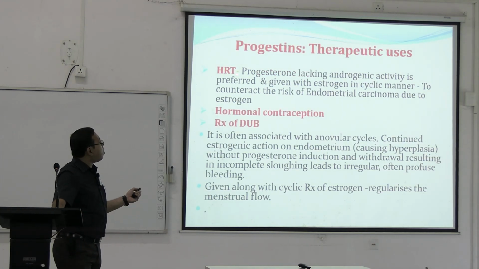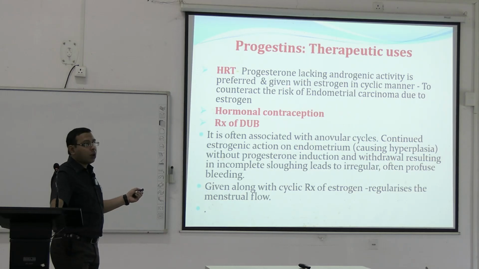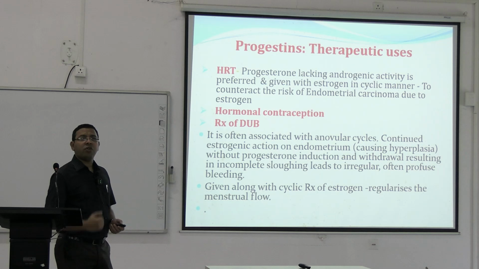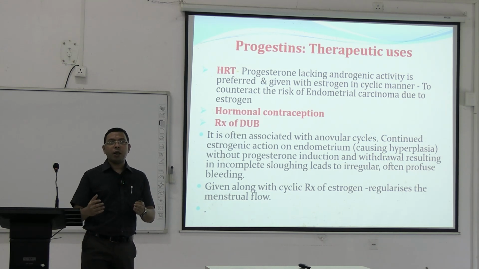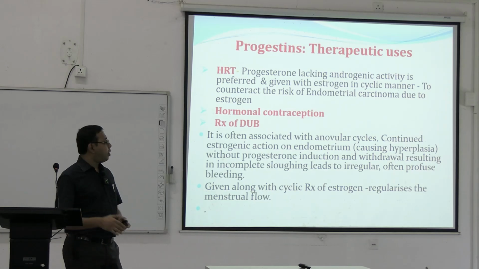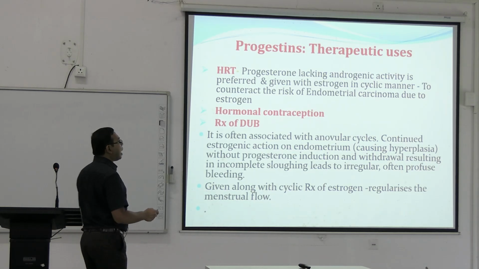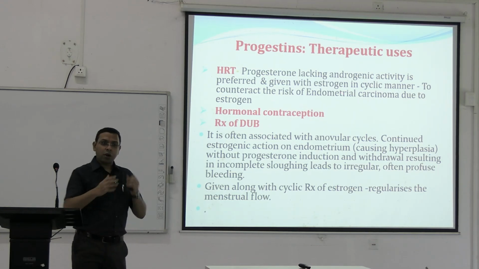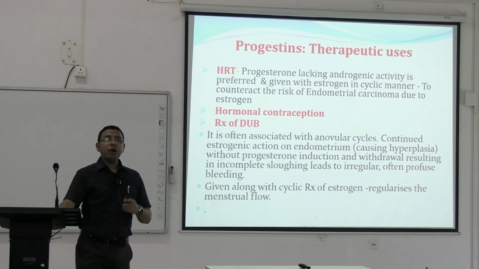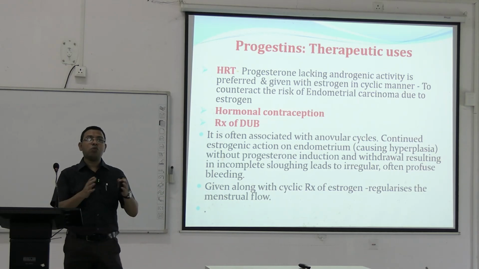Therapeutic use: already we have seen hormone replacement therapy. Mainly progesterone that lacks androgenic activity is preferred. So progesterone with minimal androgenic activity is preferred in combination with estrogen for hormone replacement therapy, also known as menopausal hormone therapy, and given with estrogen basically in a cyclic manner to counteract the risk of endometrial carcinoma due to estrogen. Already we have discussed hormone replacement therapy in the previous class. There are some pros and cons: in which females it is to be given, and if there is some contraindication it should not be given.